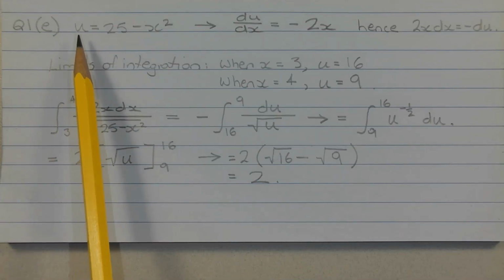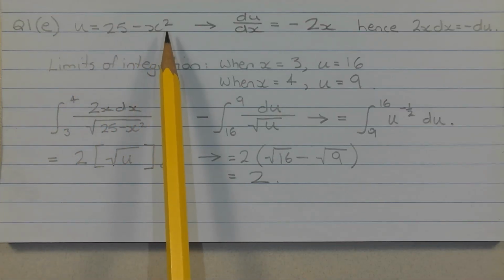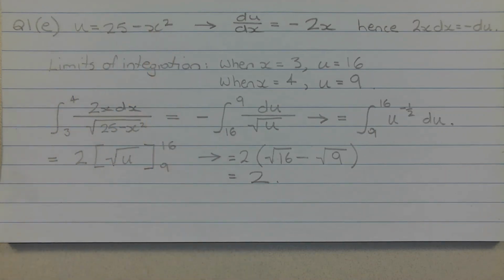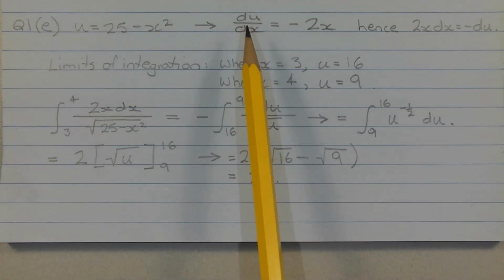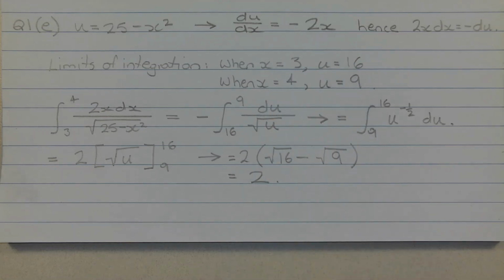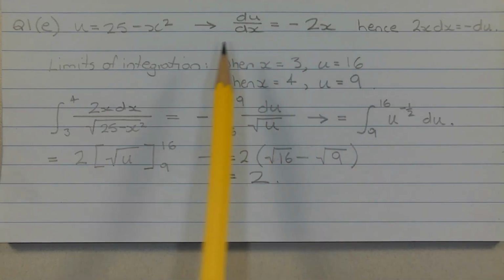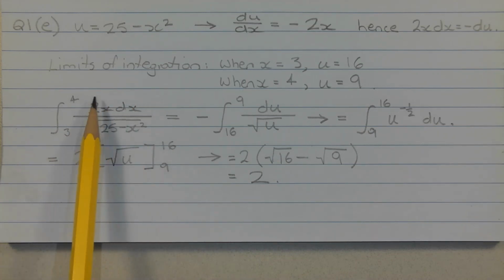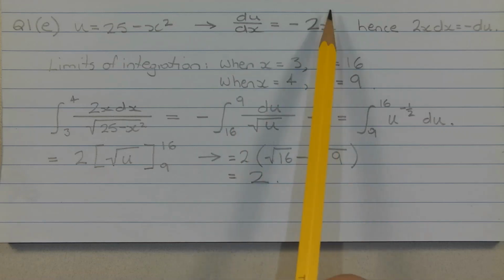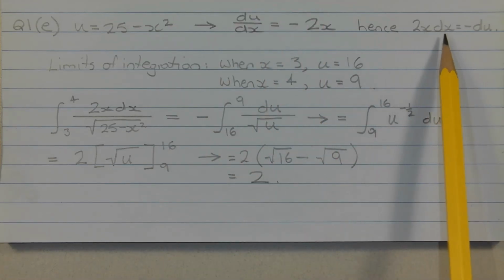Starting with the substitution u equals 25 minus x squared, differentiate u with respect to x. So we get du/dx is equal to negative 2x. Next, I'm going to make 2x dx the subject because later on, I'm going to replace 2x dx in the original integrand with its equivalent in du. So rearranging this equation to make 2x dx the subject, we get 2x dx is equal to negative du.